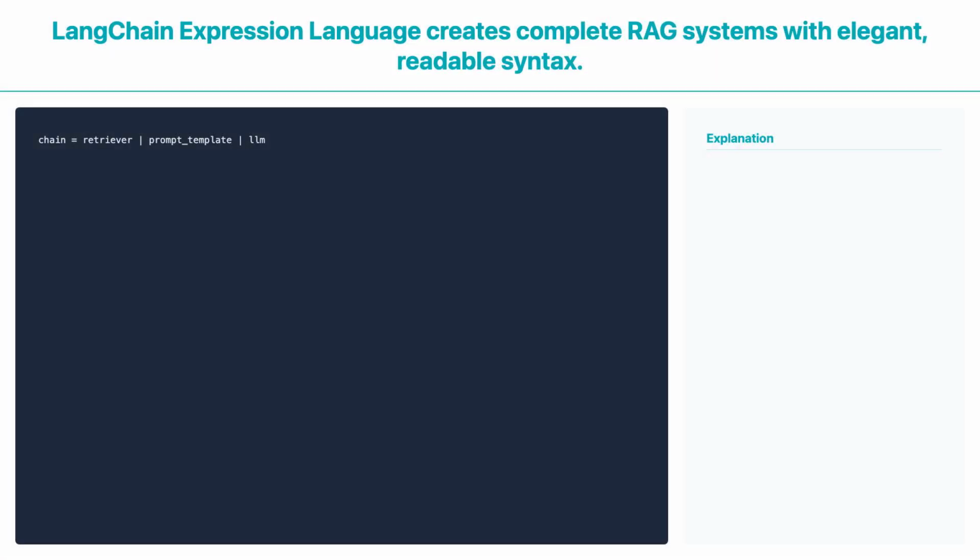Here's what this looks like in LangChain Expression Language, the modern way to build chains: chain = retriever | prompt template | LLM. This elegant syntax chains our components together with the pipe operator. Data flows from left to right: query goes to retriever, results go to prompt template, final prompt goes to LLM. This single line creates a complete RAG system. The beauty of LangChain is how it makes complex AI workflows this simple and readable.